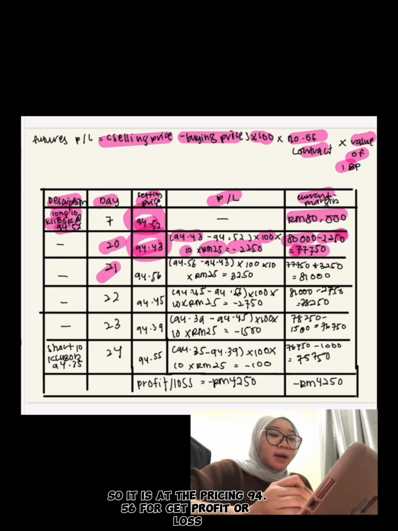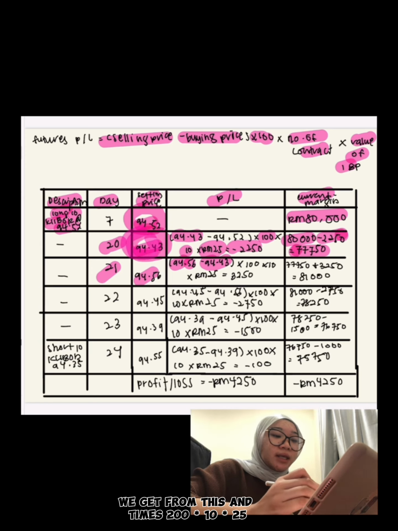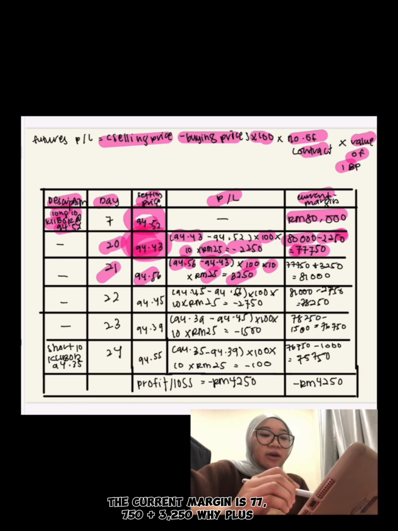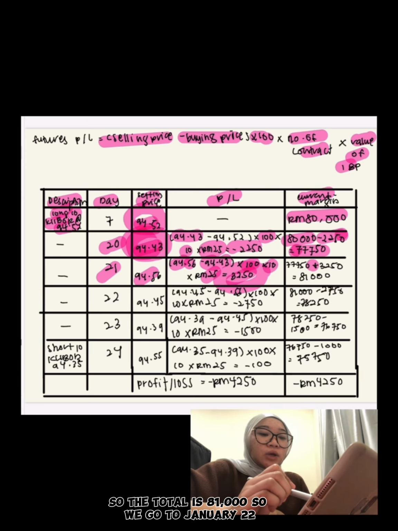The settlement price is 94.56. To get the profit or loss, we do 94.56 minus 94.43, which we get from the previous day, times 100, times 10, times 25 ringgit, and we get 3,250. The current margin is 77,750 plus 3,250. Why plus? Because the sign of this is profit. So the total is 81,000.